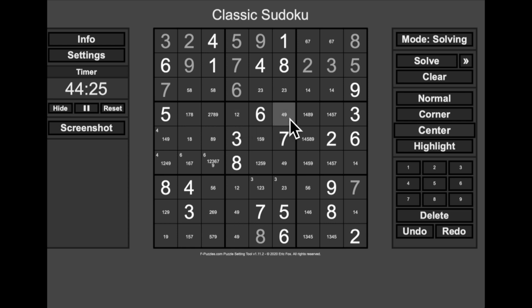This cannot be 1. Okay, what did we say this was? 1, 2, 4, 5, and 9. Well, this can't be 1 because of the given. It can't be 2 because it's part of a 2, 3 pair. It can't be 5, so this is 4, 9, so this is correct.